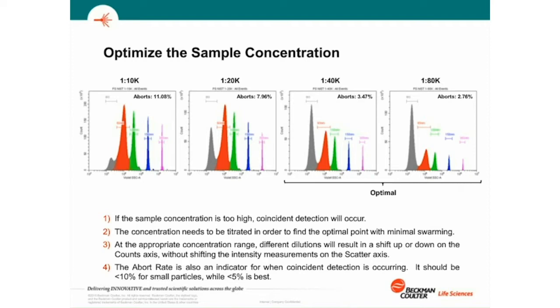One thing that can help is to analyze the abort rate. The CytoFLEX enables you to see the number of aborts that are occurring in your system, and it should be under 10% for small particles, but under 5% is best. Indeed, you can see in the two plots on the right, you have an abort rate of 3.47% and 2.76%. So these are the optimal settings here.